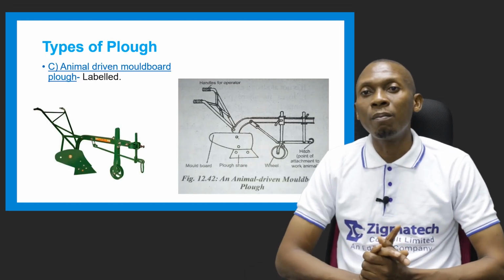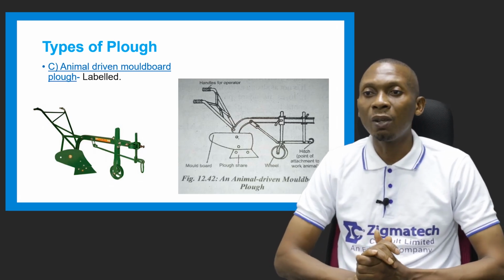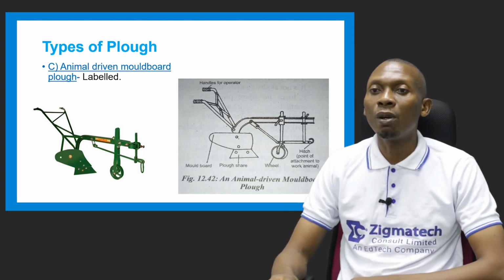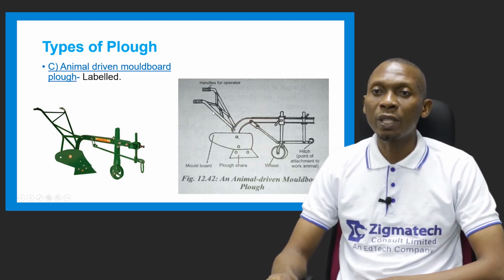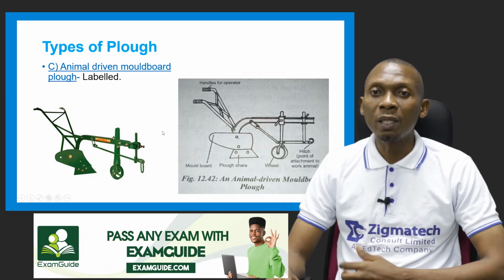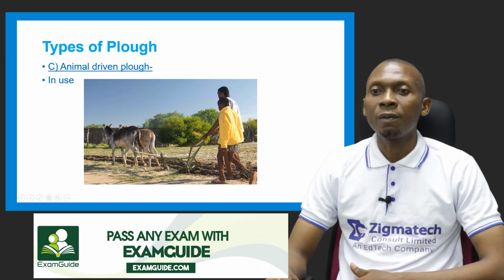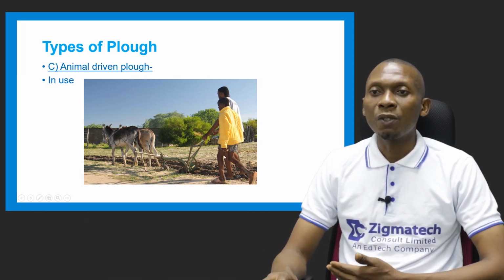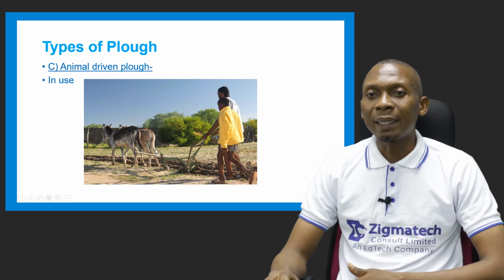We have the animal-driven mold board plow as the third type of plow. So in the picture, you can see how an animal-driven mold board plow looks with the various parts. You can see the mold board, the plow share or the share point. We have the wheel, we have the point of attachment to the work animal, which is the hitch. We also have the handles for the operator. So there has to be an operator while it's attached to the animals involved in using the animal-driven mold board plow. So you can see it in use. The farmer is holding the handle to help direct it, and we can see the animals to which it has been attached.